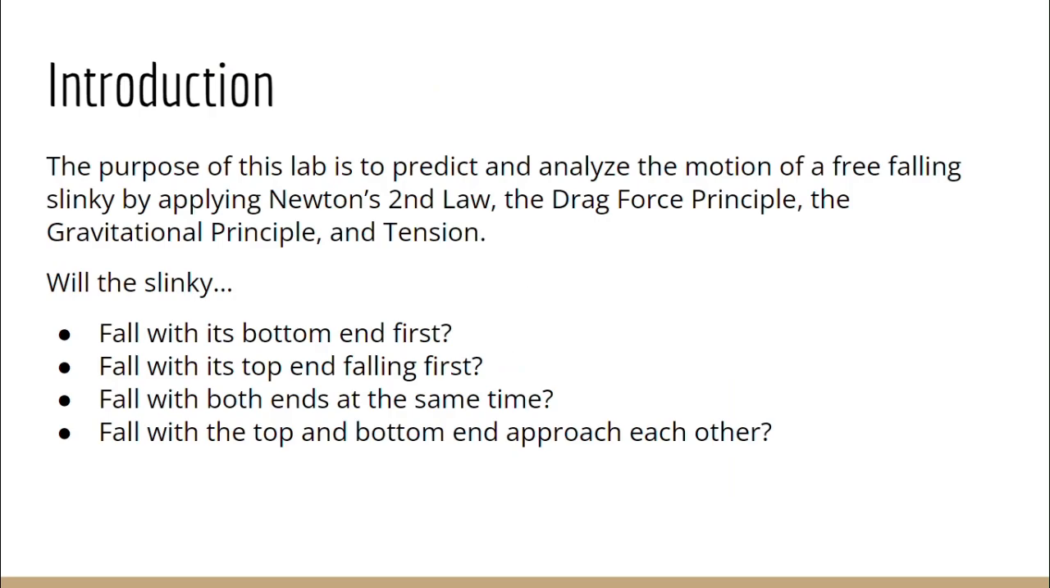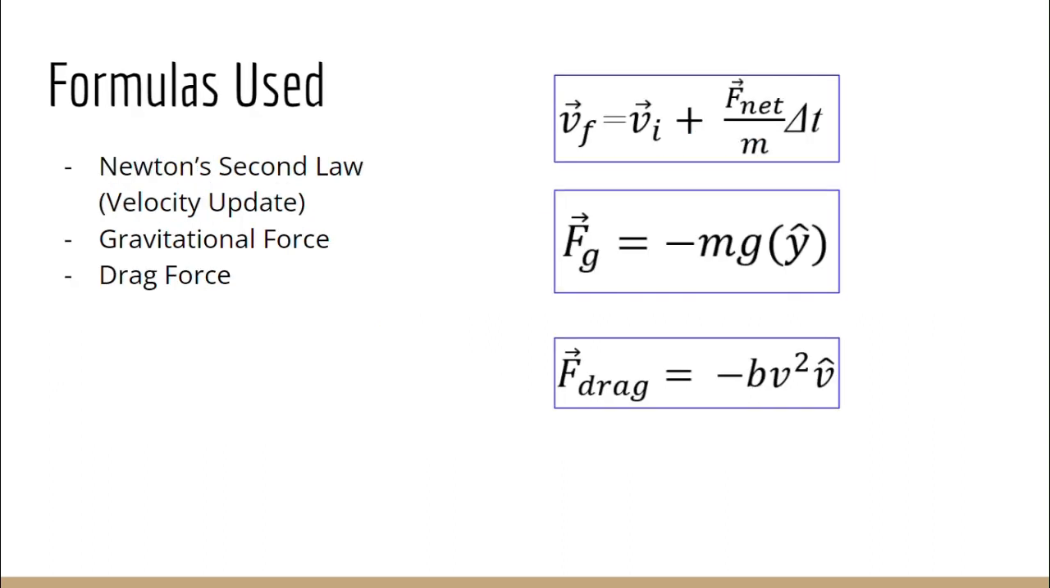The purpose of this lab is to predict and analyze the motion of a free-falling object, the slinky, by applying Newton's second law, the drag force principle, the gravitational principle, and tension. So the overarching question is, will the slinky fall with its bottom end first? Will it fall with its top end falling first? Will it fall with both ends at the same time? Or will it fall with the top and bottom end approaching each other as it falls to the ground?